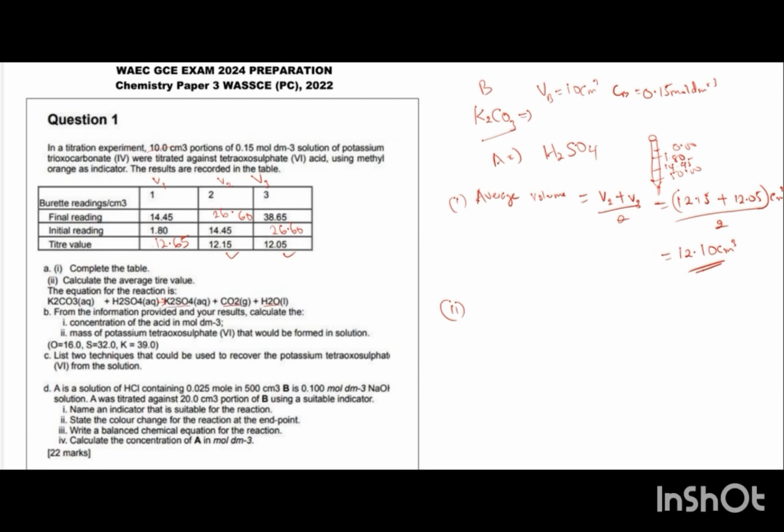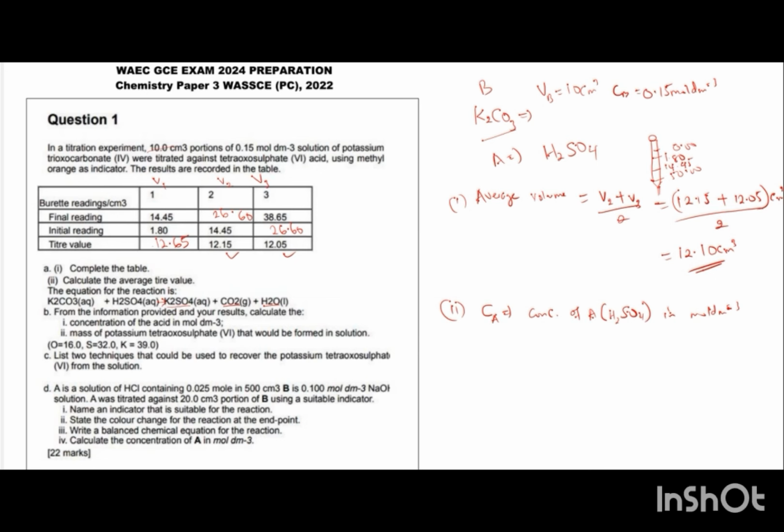So from the information provided and your results, calculate the concentration of acid in mole per dm cube. That is Ca, the concentration of A, which is H2SO4. Don't forget H2SO4 in mole per dm cube. You have to take note of that. That is very, very crucial. Mole per dm cube.